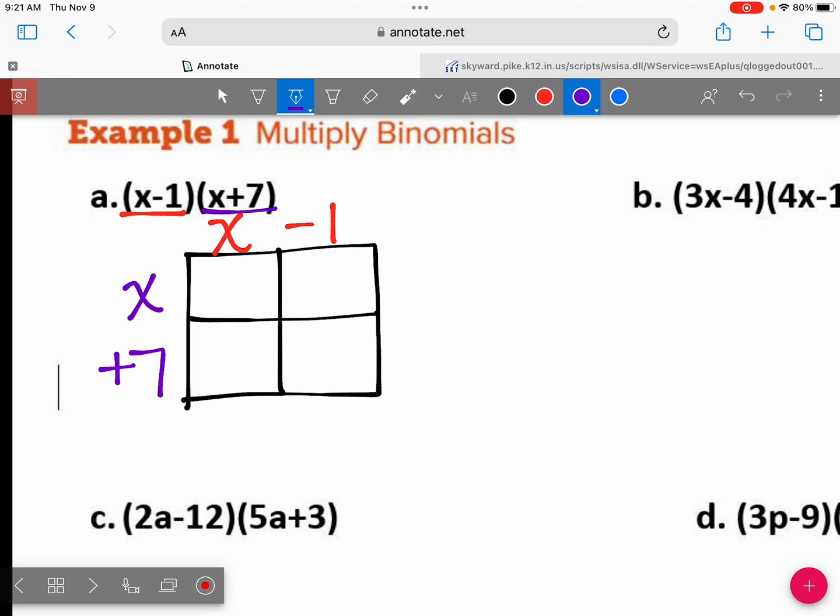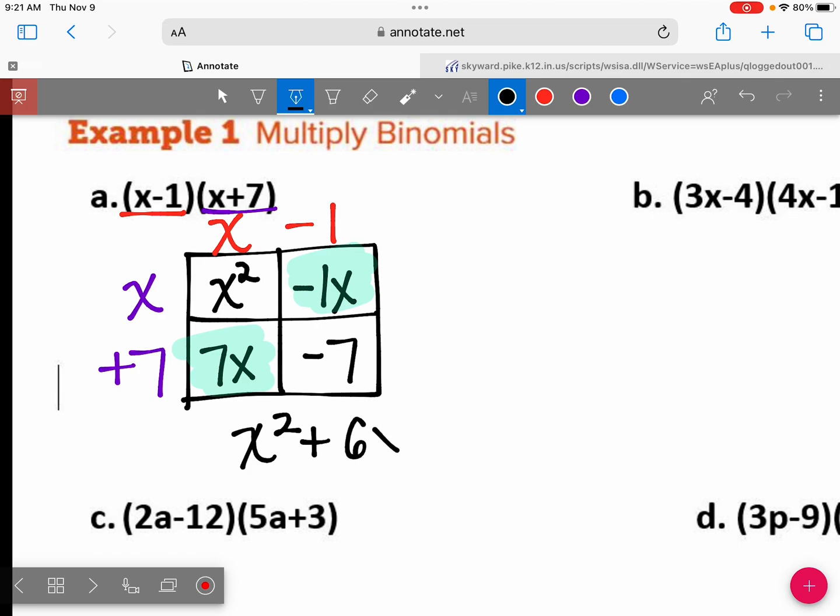So when we fill in all 4 squares, we have x squared, then I have a negative 1x, a positive 7x, and a negative 7. And then these two are like terms, so we can add those together. So my final answer that I will be looking for on your quiz next week is x squared plus 7x minus 7. That is the right answer.